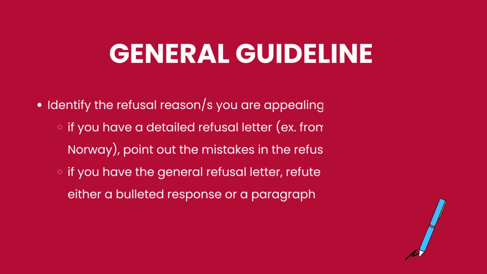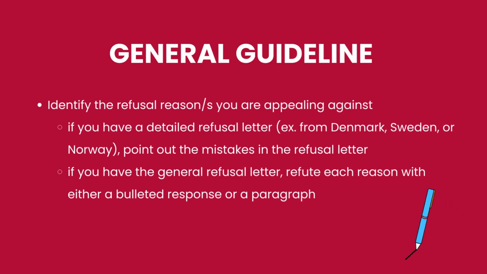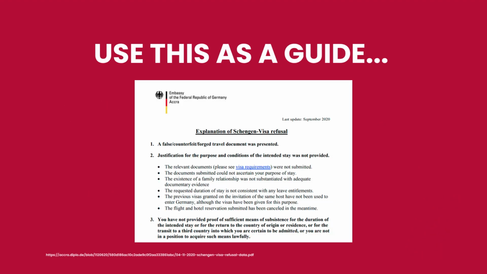Next, identify the refusal reason or reasons as stated on the letter. If you have a detailed refusal letter, like from that of Denmark, Sweden, or Norway, point out the mistakes that you have found in the refusal letter. Next, if you have the general refusal letter, refute each reason with either a bulleted response or paragraphs. The next slide will give you a sample of an appeal letter.